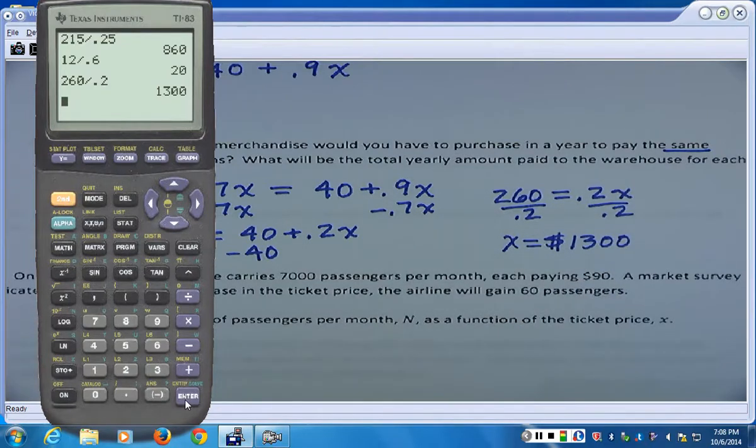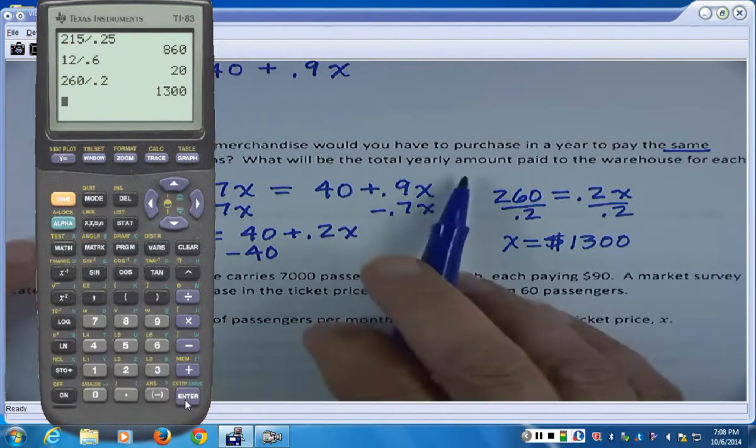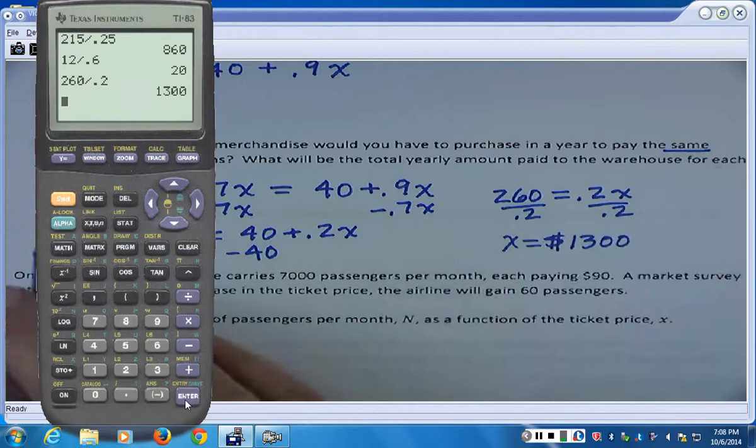So you would have to spend $1,300 on merchandise for those two plans to break even. So we didn't answer the second question. What will be the total yearly amount paid to the warehouse for each plan?